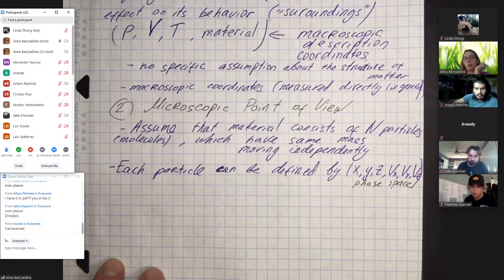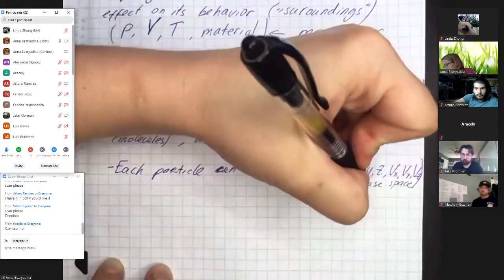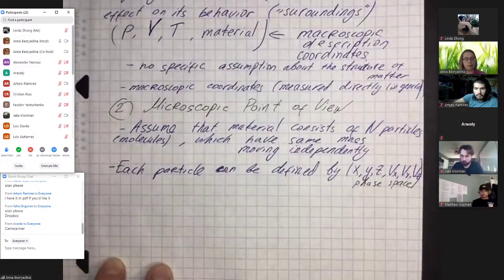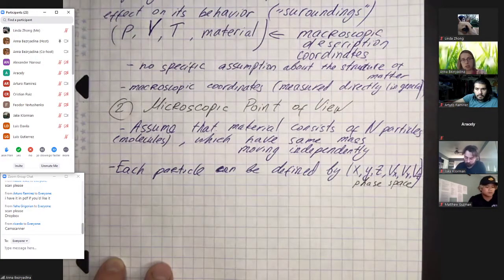So from the microscopic point of view, we assume the material consists of N particles, molecules which have the same mass, moving independently. Each particle can be defined by its position and velocity, x, y, z, vx, vy, vz, which is called the phase space. Or we can talk about small subspaces. So instead of talking about each individual, we can talk about small subgroups of particles which have their own energies.